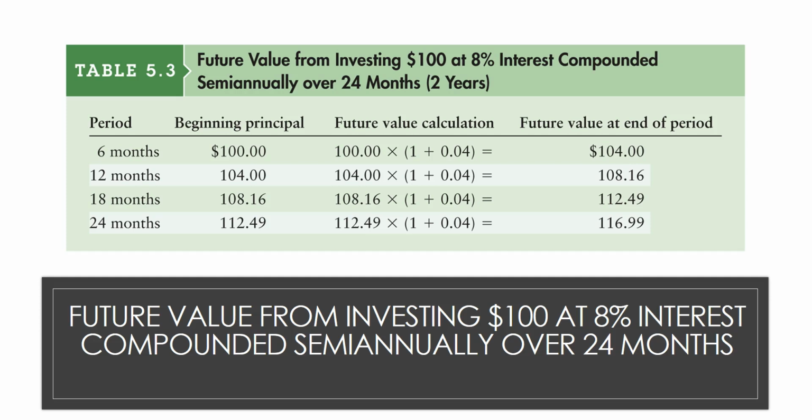So here's that $100 at 8% compounded semi-annually for 2 years. You would have $116.99. If this were compounded annually for 2 years, then you would have $116.64. So you get an extra 35 cents because of this increased compounding frequency.